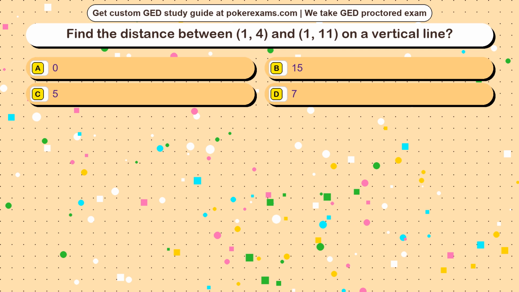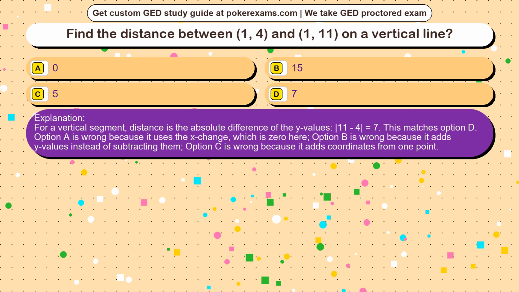The correct answer is option D. For a vertical segment, distance is the absolute difference of the y values. 11 minus 4 equals 7. This matches option D. Option A is wrong because it uses the x-change, which is 0 here. Option B is wrong because it adds y values instead of subtracting them. Option C is wrong because it adds coordinates from one point.